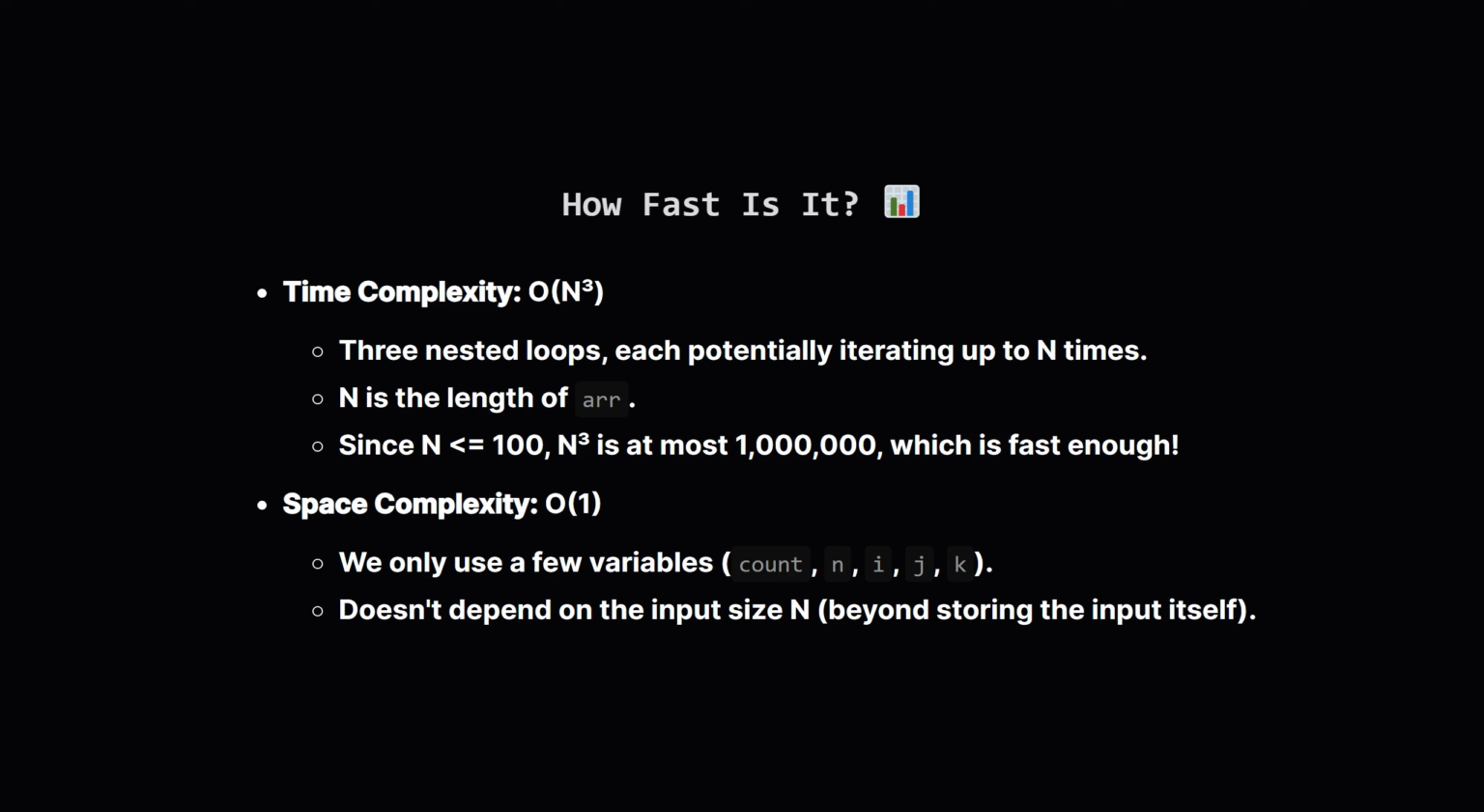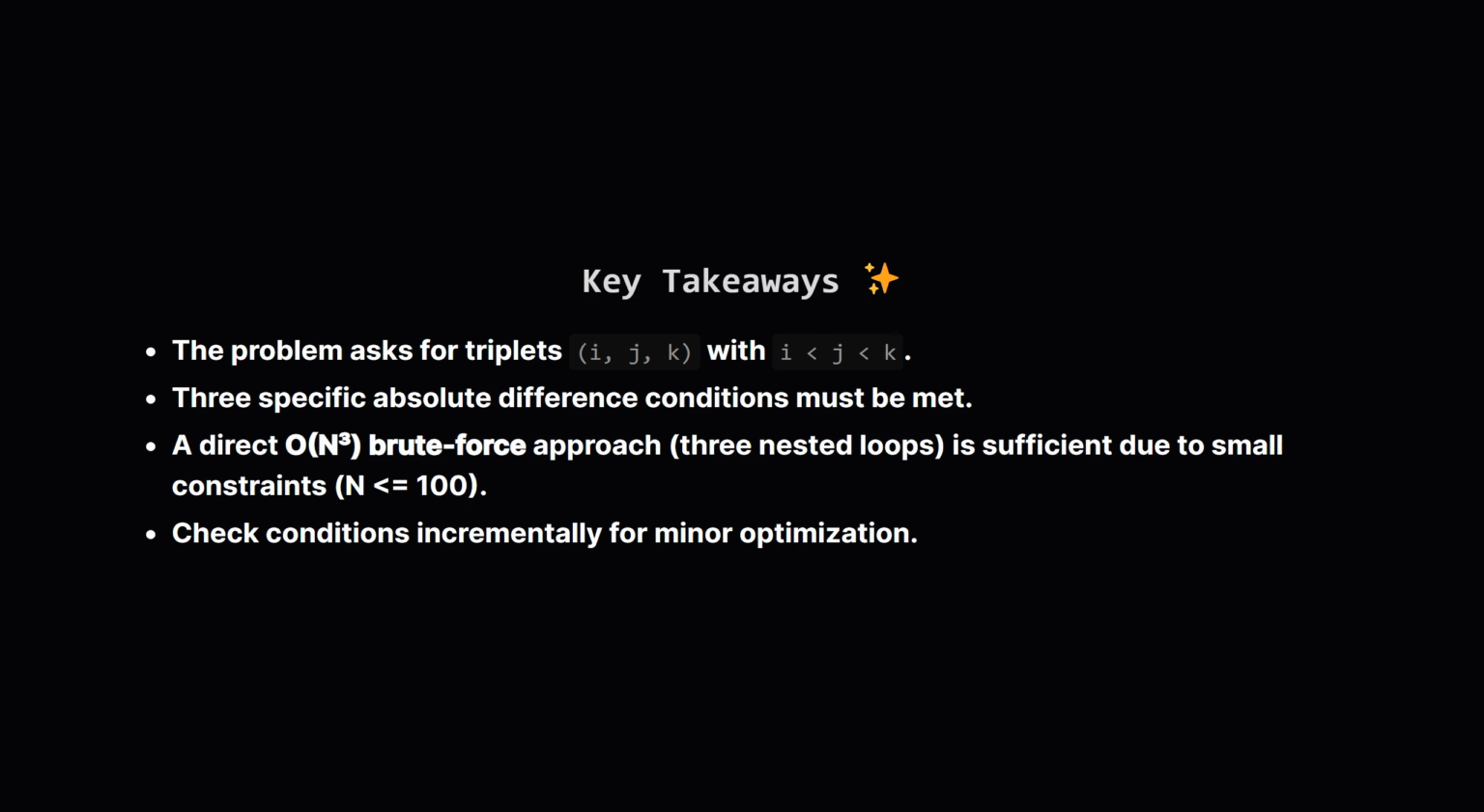What about memory or space complexity? We're only using a few extra variables to keep track of the count and the loop indices, I, j, k. The amount of extra memory we use doesn't really grow as the input list gets bigger, so we say the space complexity is big O of 1, or constant space. That's really good.